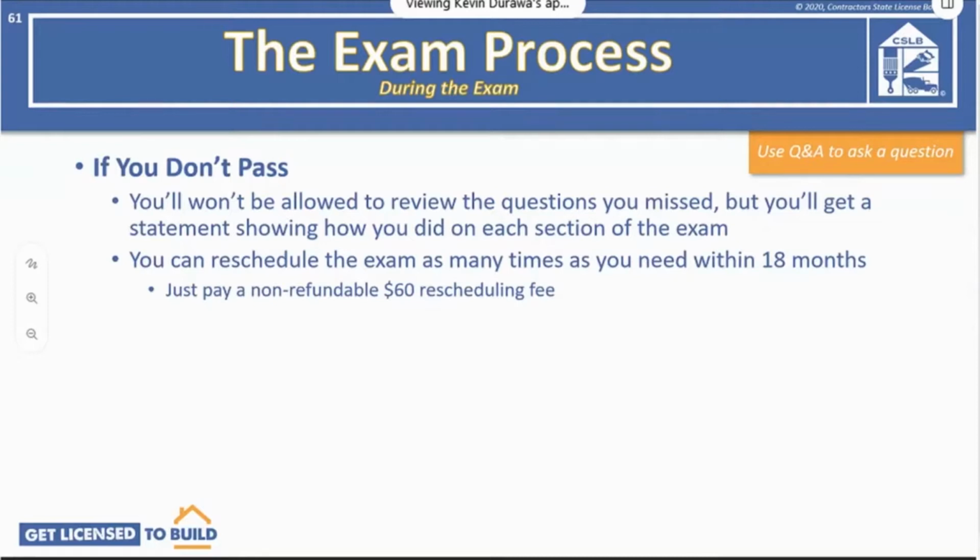If you don't pass the exam, you will not be allowed to review the questions you missed, but you will get a statement showing how you did on each section of the exam. You can reschedule the exam as many times as you need to within the 18-month period, as long as you pay the non-refundable $60 rescheduling fee each time.